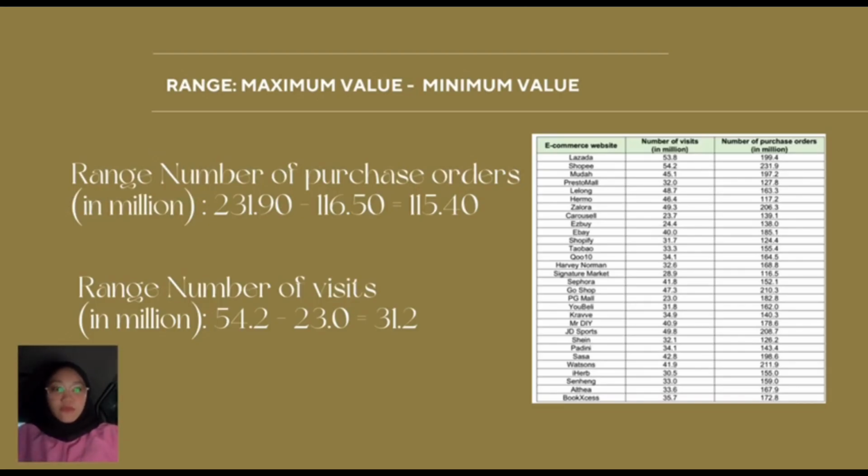For the first step, we need to find the range, which is maximum value minus minimum value. Firstly, we need to find the range for the number of purchase orders. The biggest number for the maximum value for the number of purchase orders is 231.90, and the minimum value for purchase orders is 116.50, and the answer is 115.40. Next, the range for the number of visits. The maximum value is 54.2 and the minimum value is 23.0, and the answer is 31.2.